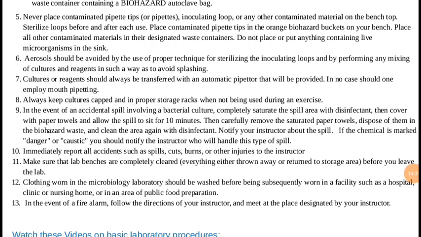Those are the specific microbiology laboratory rules and guidelines. Therefore, they should be followed to ensure a successful exercise in the lab.